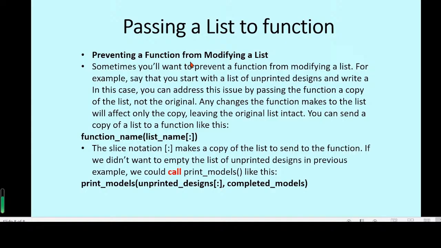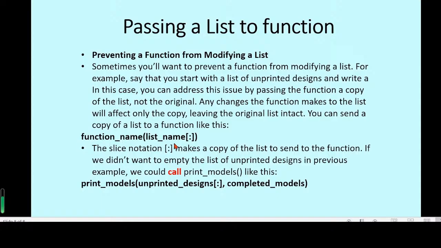Preventing a function from modifying a list. Sometimes you want to prevent a function from modifying a list. For example, say that you start with a list of unprinted designs and want to keep it. In this case, you can address this issue by passing the function a copy of the list, not the original. Any changes the function makes to the list will affect only the copy, leaving the original list intact. So you can send a copy of a list to a function like this.